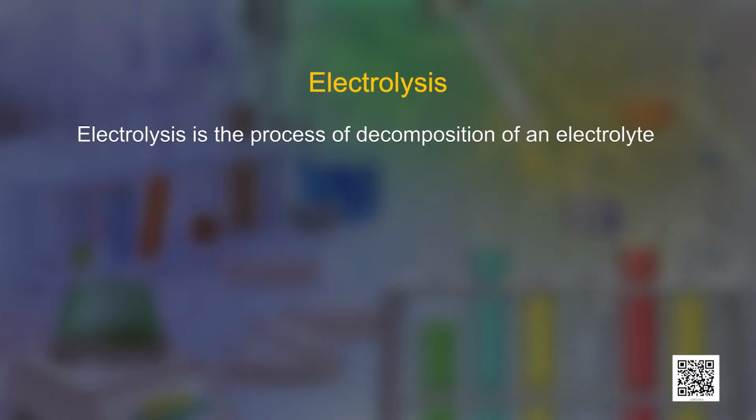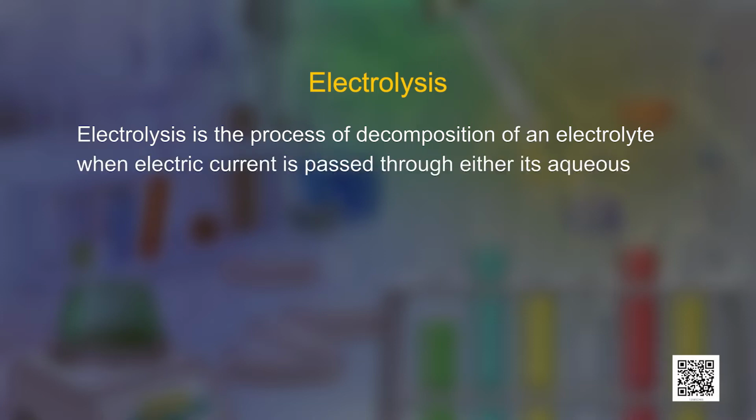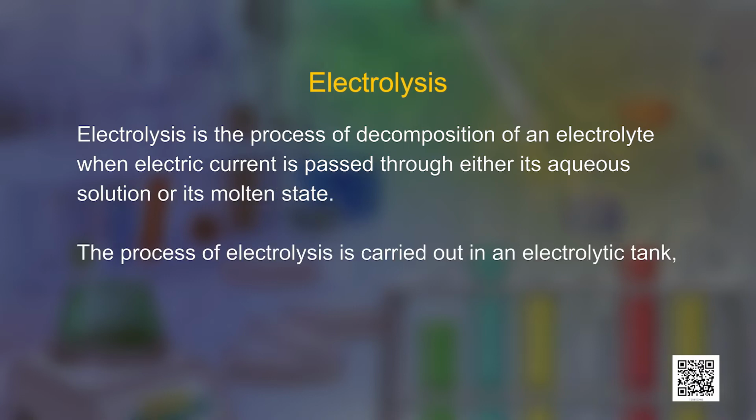Electrolysis is the process of decomposition of an electrolyte when electric current is passed through either its aqueous solution or its molten state. The process of electrolysis is carried out in an electrolytic tank which is non-conducting in nature. Electrolysis causes dissociation of the electrolyte into ions, which are directed towards the oppositely charged electrodes, where they either undergo oxidation by losing electrons at the anode or reduction by accepting electrons at the cathode.